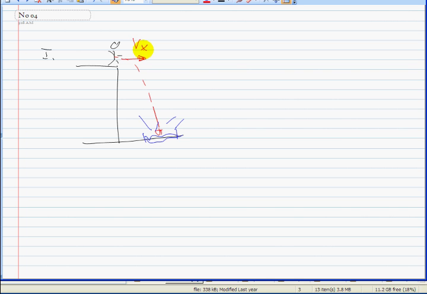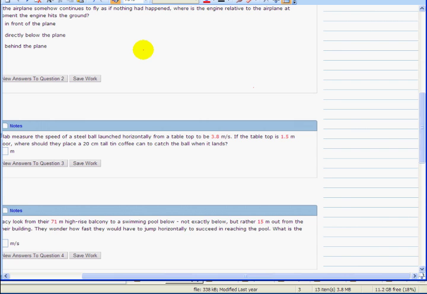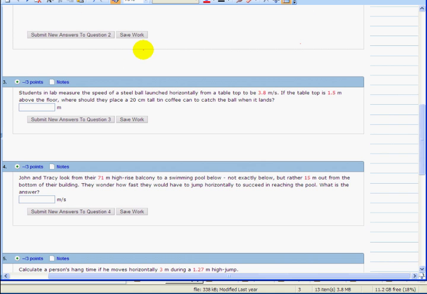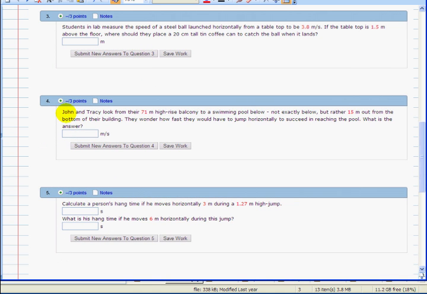Okay? Let's go ahead and look at the numbers carefully to put that on our diagram. So what do we know? We know that John and Tracy are 71 meters high and the pool is 15 meters out. What's 71 meters high? That's really your delta what? Your delta y, and 15 meters out is your delta what? X, okay? So you see how visualizing the problem helps you figure out what the numbers really mean, and that's kind of the whole point, okay? The math actually isn't hard once you break it all down.